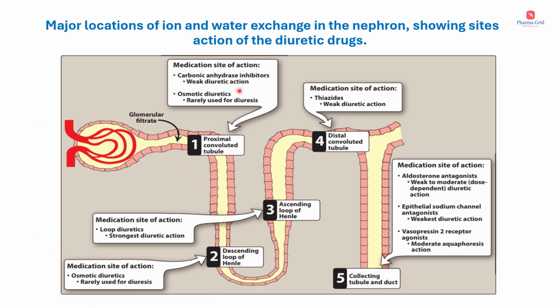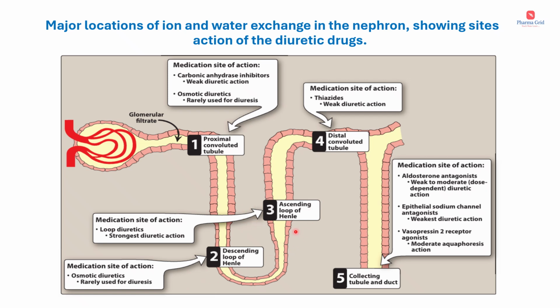So this image will help you to easily understand the site of action of various diuretic drugs. Starting with the PCT, or proximal convoluted tubule, carbonic anhydrase inhibitors and osmotic diuretics act in this area. Both of them have weak diuretic action, and osmotic diuretics are rarely used for diuresis. Then the descending loop of Henle. This is a site of action for osmotic diuretics, which are rarely used for diuresis.